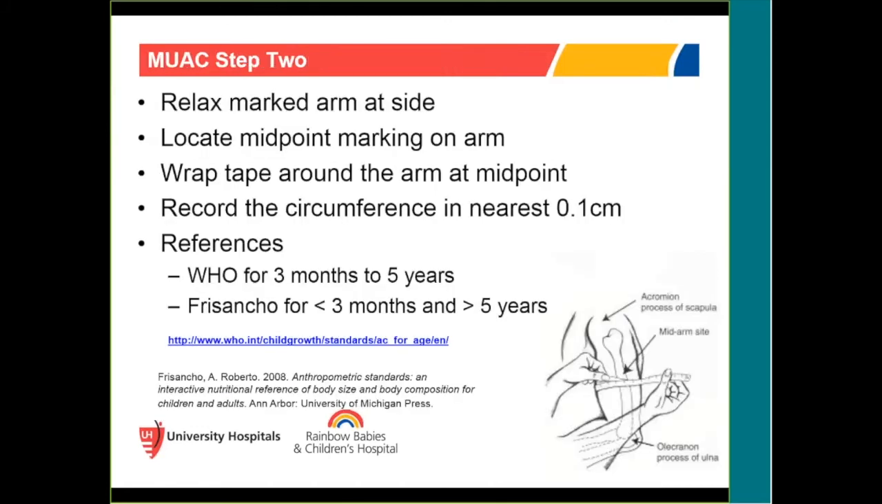For the second step, you want the patient to have their arm relaxed at the side, because if they had it at that right angle, that's going to change your measurement because you're going to get more of that muscle. It could change your measurement by as much as a centimeter. So you want that arm relaxed down at the side, and then you want to wrap the tape measure around the arm at that midpoint, and then you want to record that circumference to the nearest 0.1 centimeters.